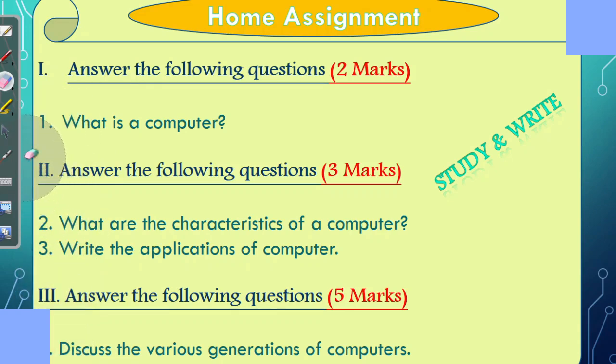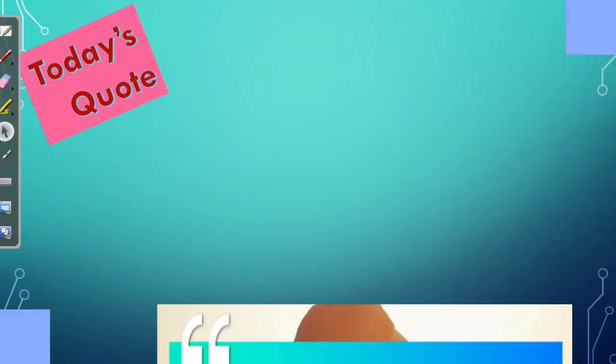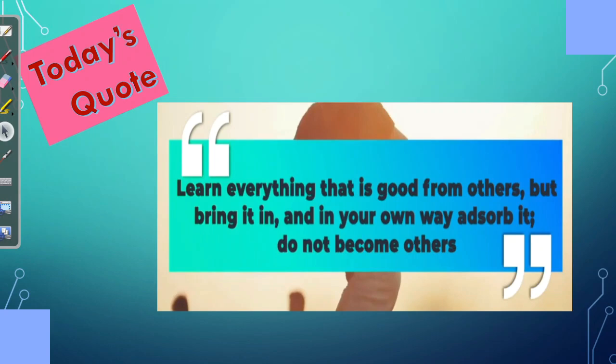Okay students, today we will see one quote given by Swami Vivekananda. Learn everything that is good from others, but bring it in and in your own way, absorb it, do not become others.